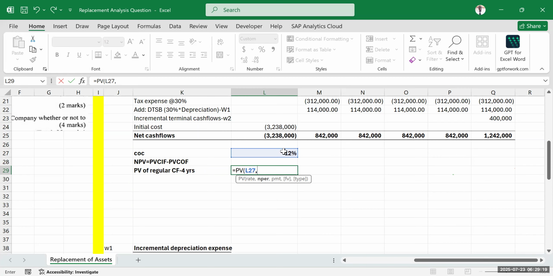Number of periods. How many periods are we having? It is 4 years. That's when the regular cash flows are running. Year 1 to year 4. Then I put a comma and it is asking me PMT. So, members, PMT is a payment. A payment is normally giving us a negative output.